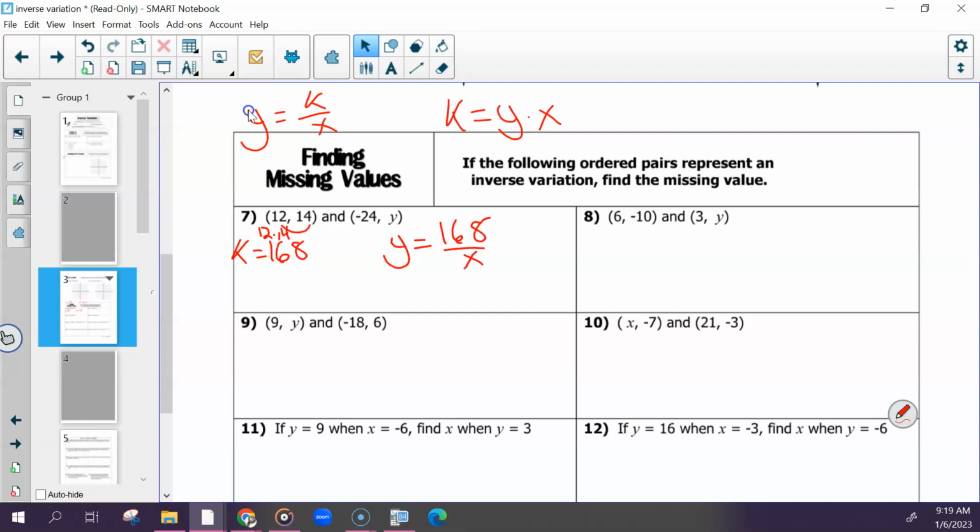Then in our second piece, we're given x, we're not given y, so we can put in the actual x value. Divide that, tell me what you get. -7.